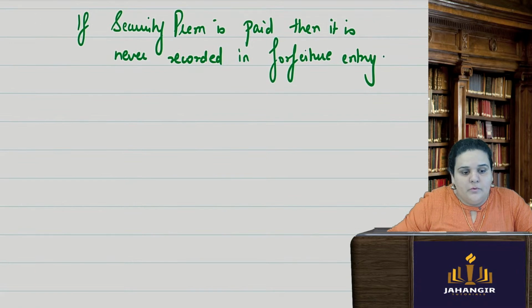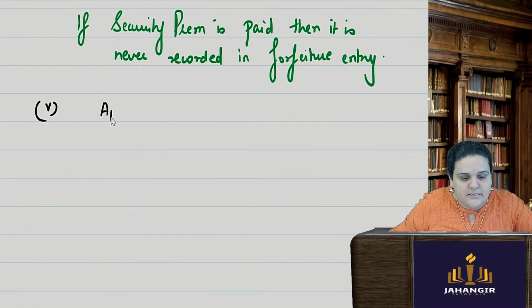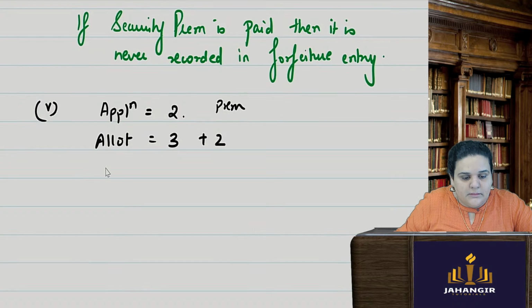Now coming to example number 5. Say suppose Mr. X paid me my application money. Then allotment pay 3 plus 2 premium is there, no? First call, final call.